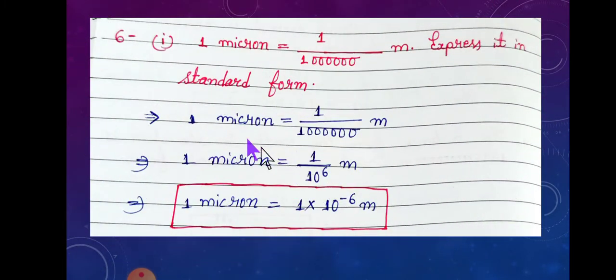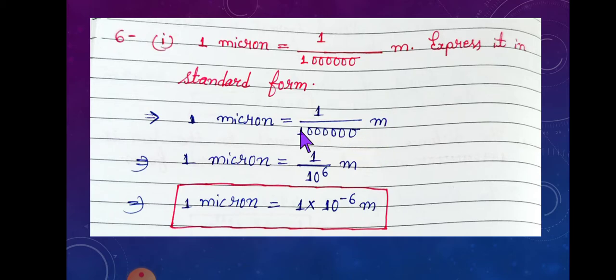Let's see our next question, question number 6. First, 1 micron is equal to 1 upon 1 lakh meter. Express it in standard form. Micron is a unit for measuring. Okay, micron is a unit which is used in mathematics. So its value is given in upon form, and the question is asking you to express it in standard form. From upon form you will convert into standard form.